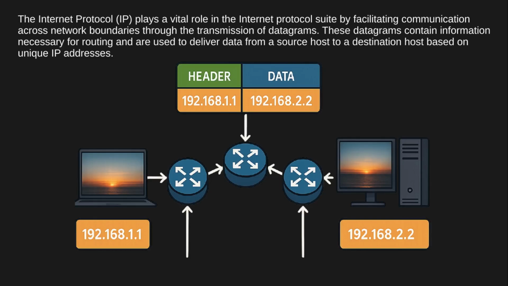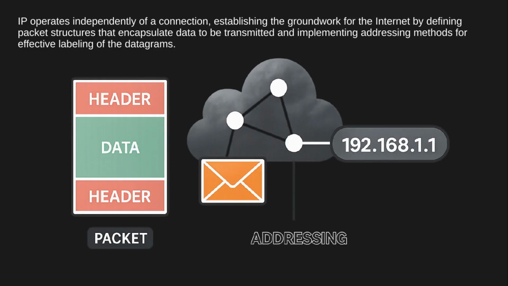The Internet Protocol plays a vital role in the Internet Protocol Suite by facilitating communication across network boundaries through the transmission of datagrams. These datagrams contain information necessary for routing and are used to deliver data from a source host to a destination host based on unique IP addresses. IP operates independently of a connection, establishing the groundwork for the Internet by defining packet structures that encapsulate data to be transmitted and implementing addressing methods for effective labeling of the datagrams.